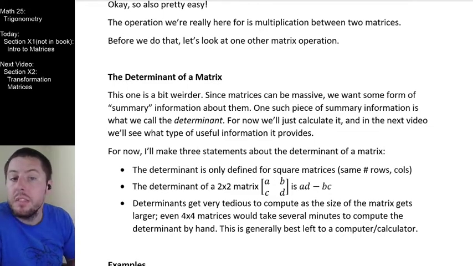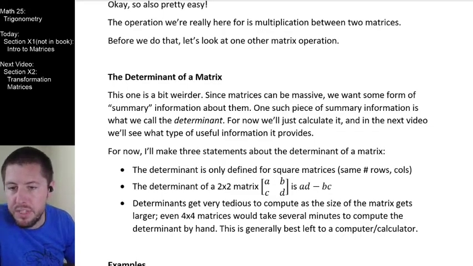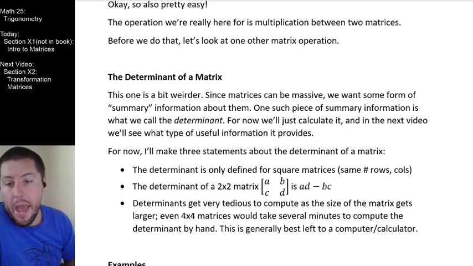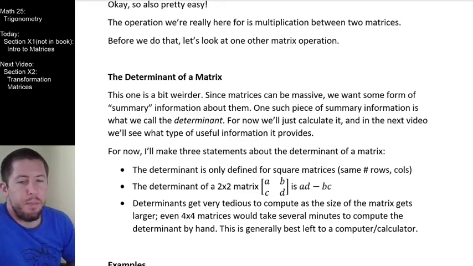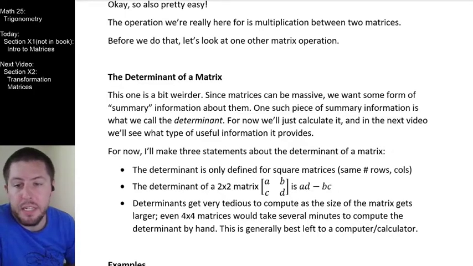Since most of our most meaningful matrices can be absolutely massive, what we often want is some form of summary information rather than dealing with billions of numbers in those matrices. Can we come up with one number that is a descriptor of the contents of that matrix, a single number summary? There are lots of different summary pieces of information about matrices. One of the most important ones is what we refer to as the determinant.